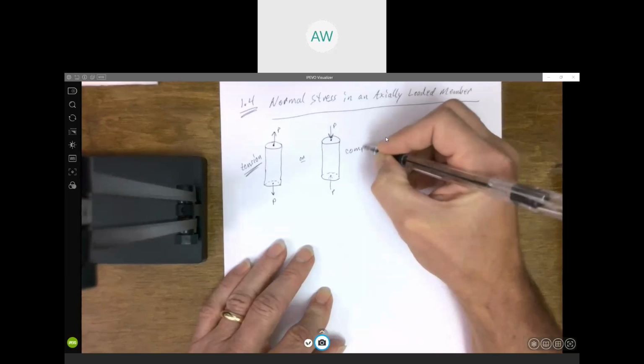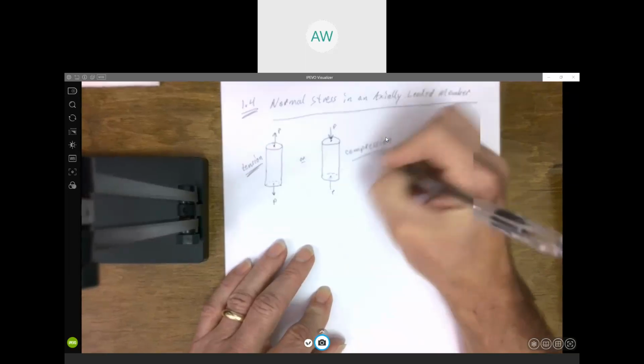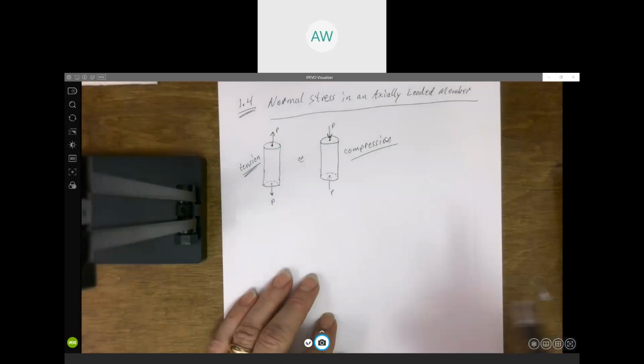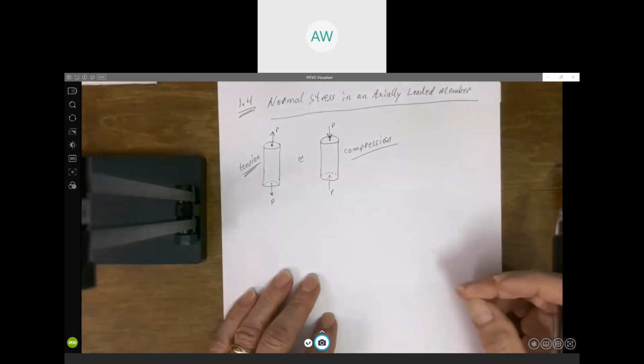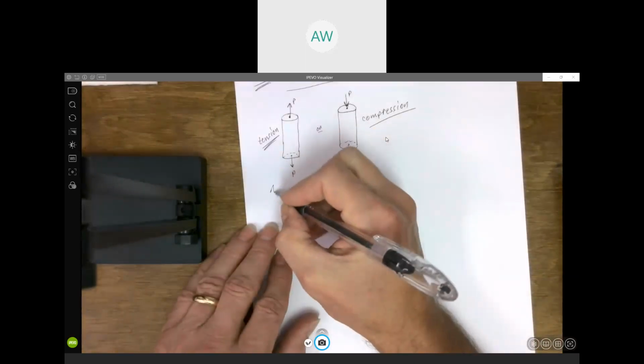Again, this would be what we refer to as compression. That's all we're considering at this point: some member loaded with just an axial load. Now, there are two big assumptions we're going to make at this point.